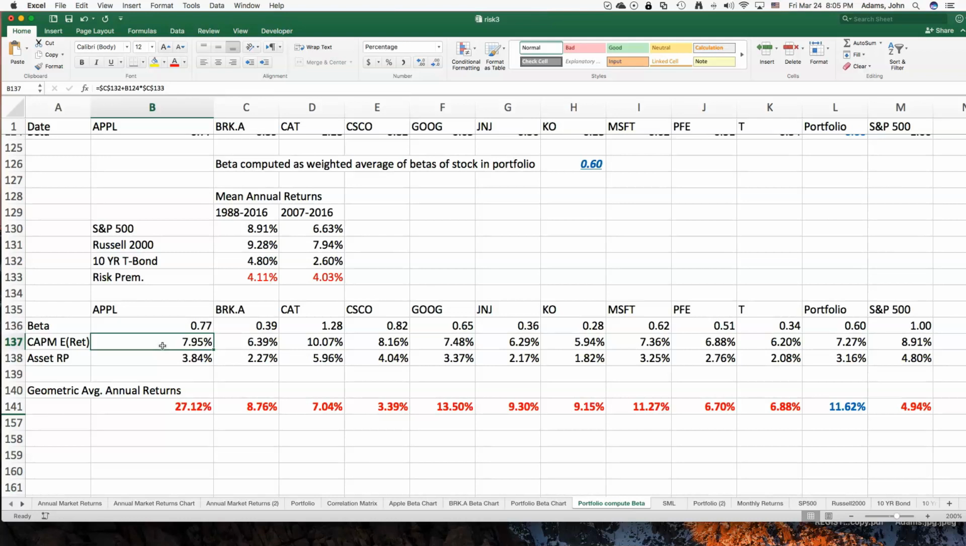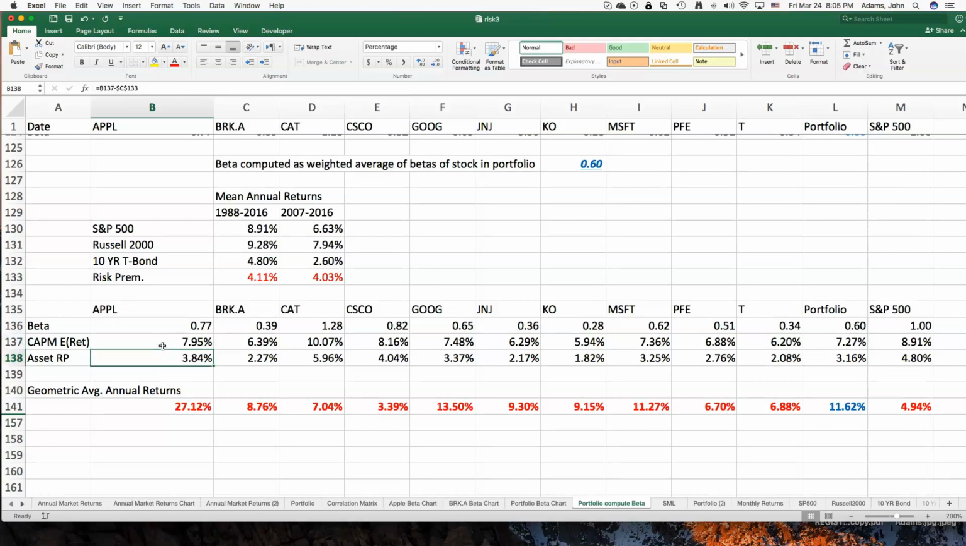7.95%. So we are applying our basic capital asset pricing model that says what? And again, you can look at the contents of that cell. It says it's equal to the risk-free rate, 4.8%, plus a risk premium. And the risk premium is the beta, 0.77, multiplied by the market risk premium of 4.11%.